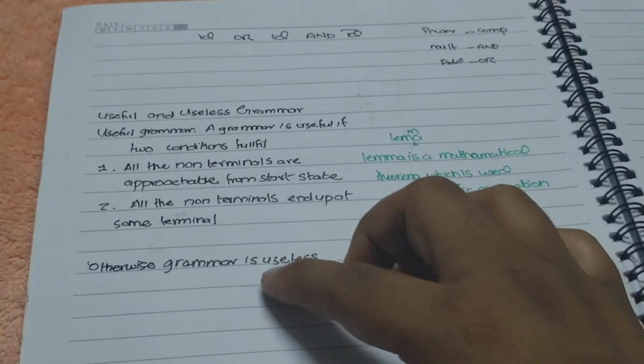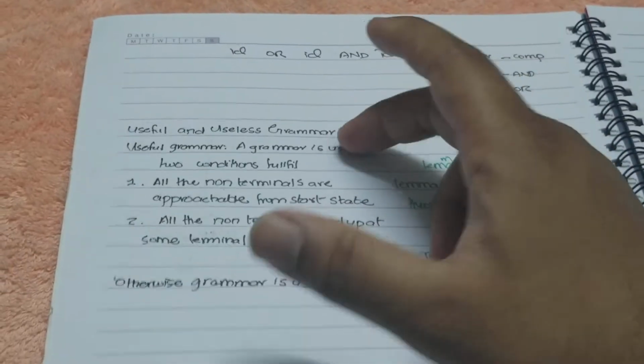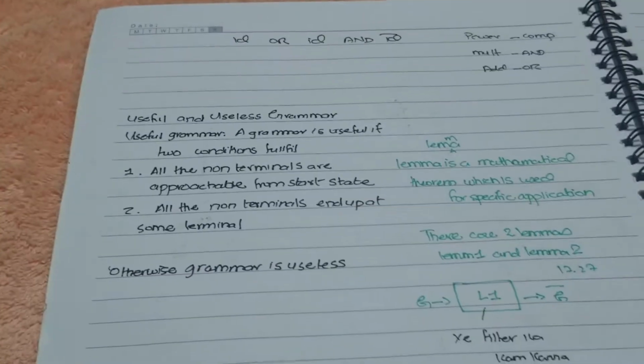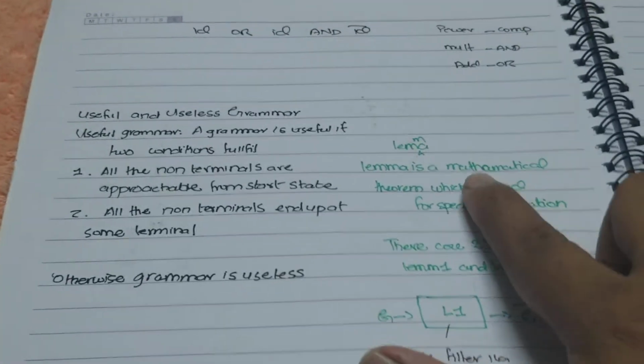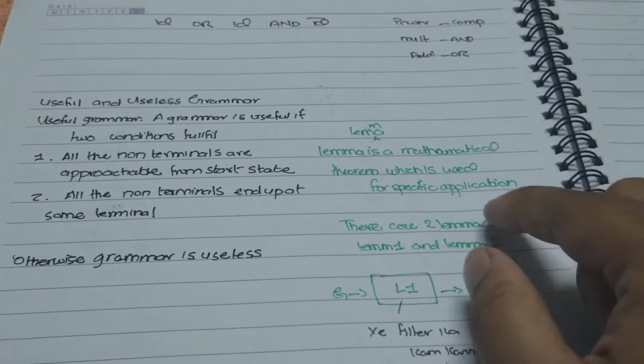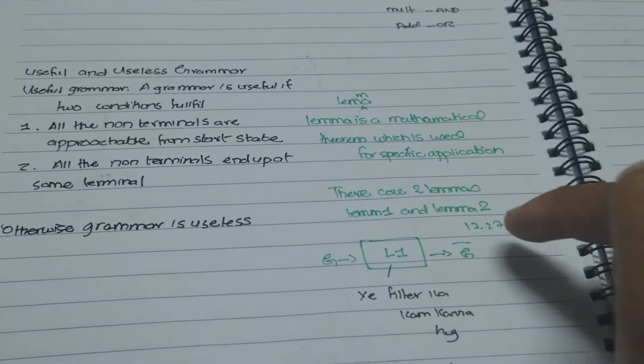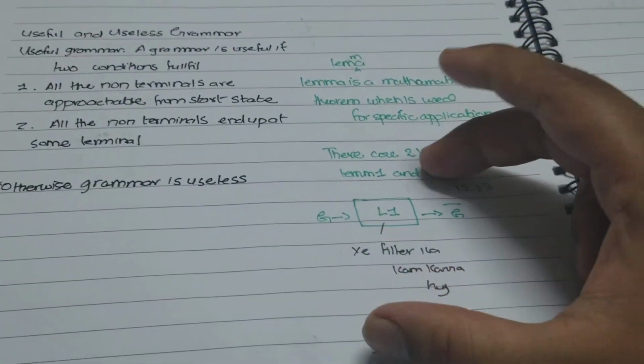Now, if you don't know what terminals are, go back and watch my previous videos. You'll get the concept of this. Otherwise, the grammar is useless. Now, what is a lemma? A lemma is a mathematical theorem which is used for a specific application. There are two lemmas, lemma 1 and lemma 2. In this particular video, we're going to study lemma 1.